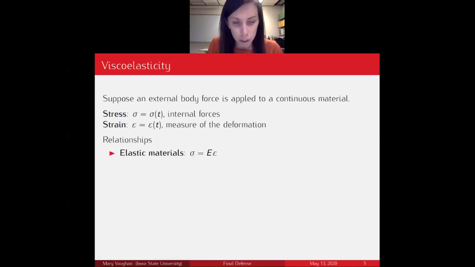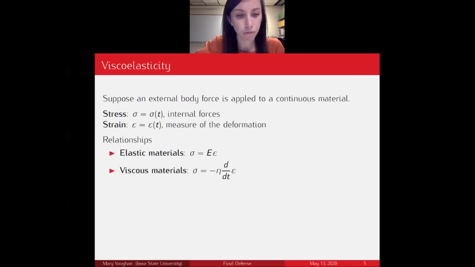For different materials, there are different relations. For an elastic material, such as a perfect spring, stress is proportional to strain. This follows exactly from Hooke's law. For a viscous material, such as honey or water, stress is proportional to the negative velocity of strain. And this is Newton's law.